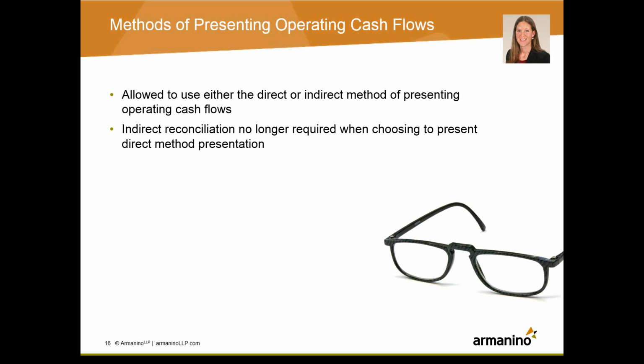So the FASB's verdict here, if you recall from the exposure draft, the exposure draft said that nonprofits would be required to present the direct method. And now the verdict is that nonprofits are allowed to use either the direct or the indirect method of presenting operating cash flows. If a nonprofit does choose to present the direct method, that indirect reconciliation, which is another component of the cash flow statement, would not be required if the nonprofit chose to go that route.